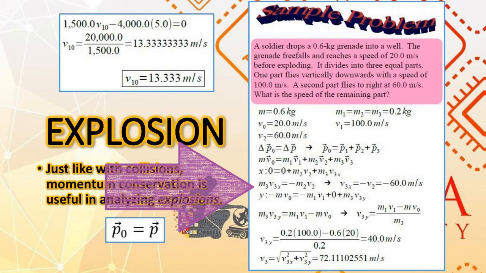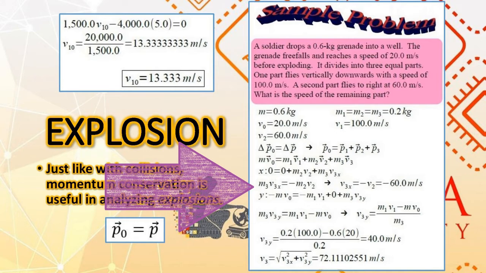Using conservation of momentum, initial momentum is equal to final momentum. Initial momentum, there's only one object, so P initial, P naught. And then final momentum, you have three objects, so you have P1 plus P2 plus P3. So P naught is equal to P1 plus P2 plus P3. Expanding momentum to mass times velocity, you have m v initial is equal to m1 v1 plus m2 v2 plus m3 v3.